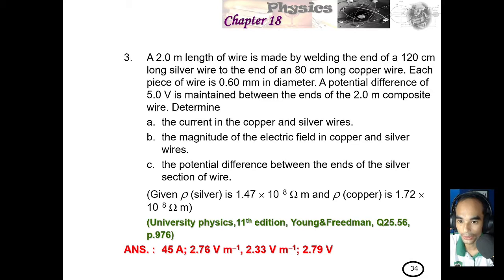Okay, so you have actually a similar question to number 2, but there are 3 different questions: A is asking for the current, B is the electric field, and C is the potential difference. Okay, so for the answer over here, you can pause the video and do it by yourself.